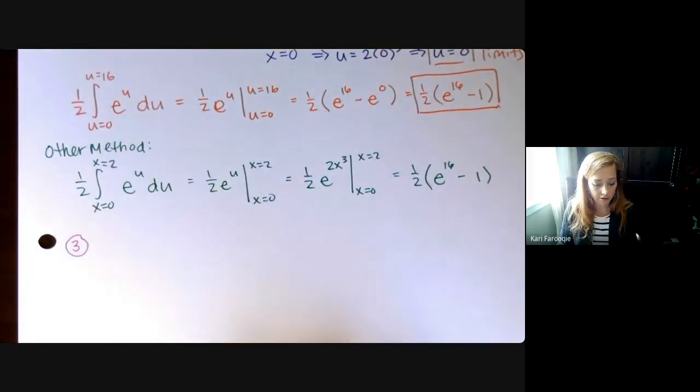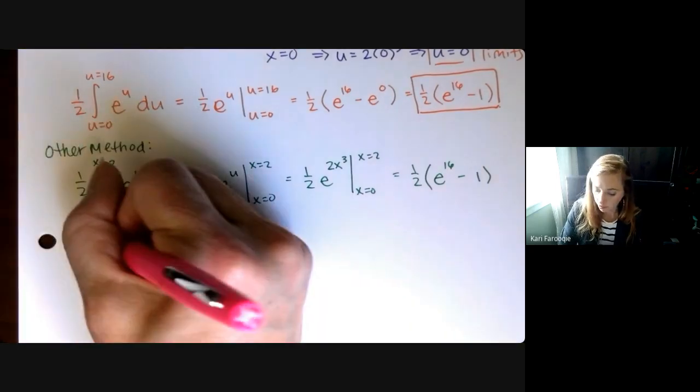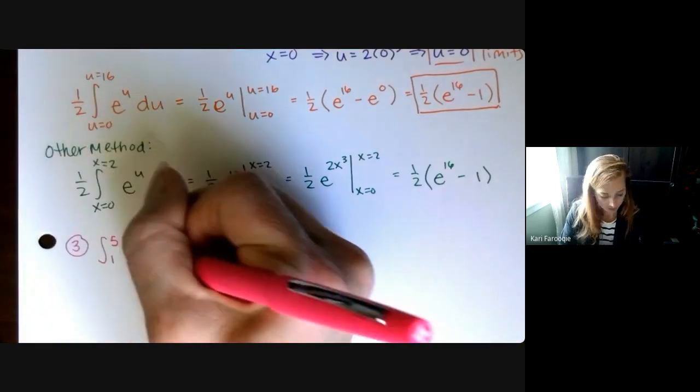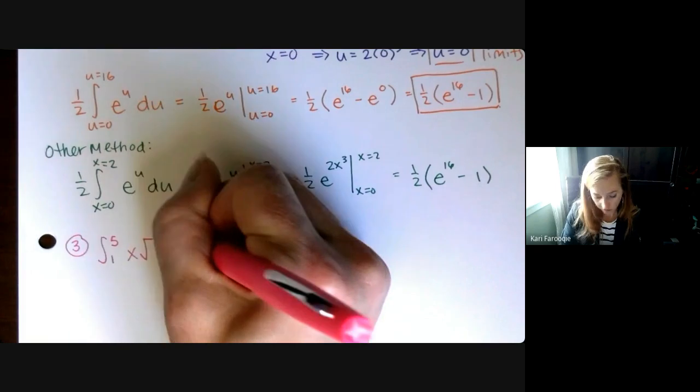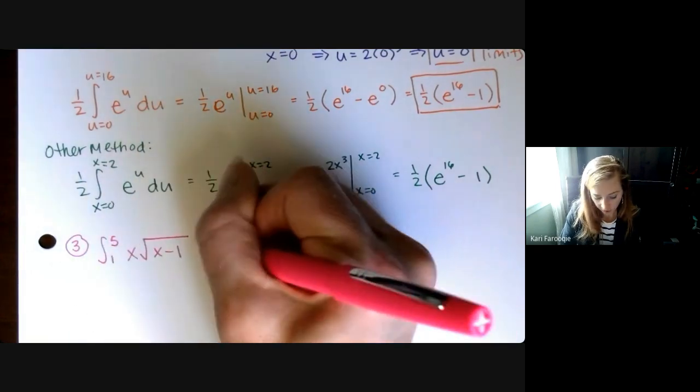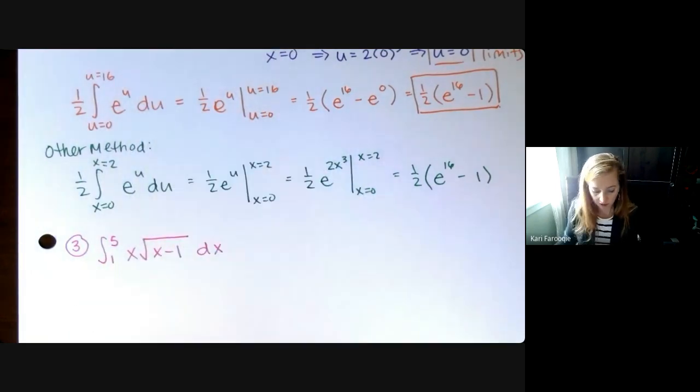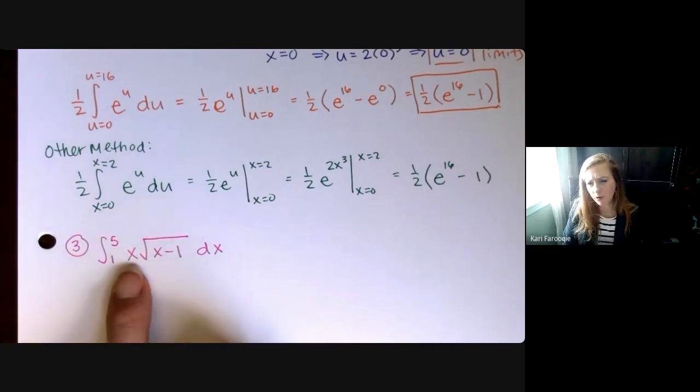Number 3, we're going to go from 1 to 5. It's x times the square root of x minus 1 dx. Okay. I really like this problem. I don't think we did anything like this in 6.2, but it's a great integral to go over. The technique is slightly different, just because you have x to the first power in both cases.